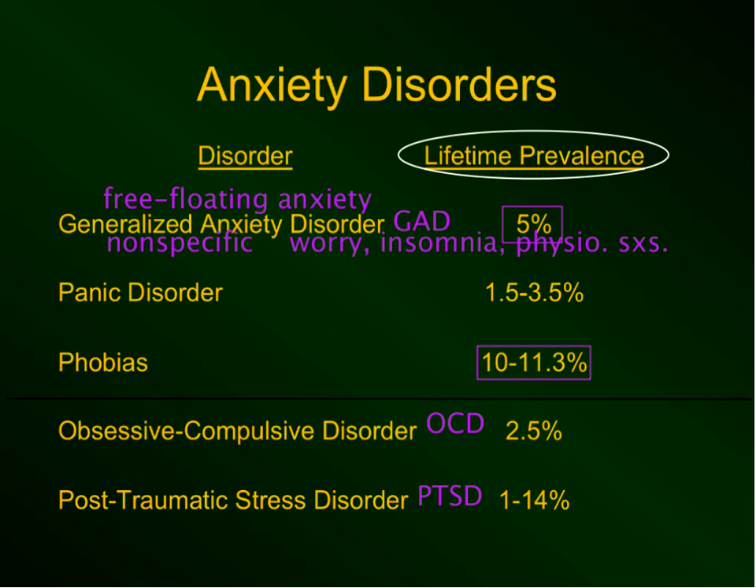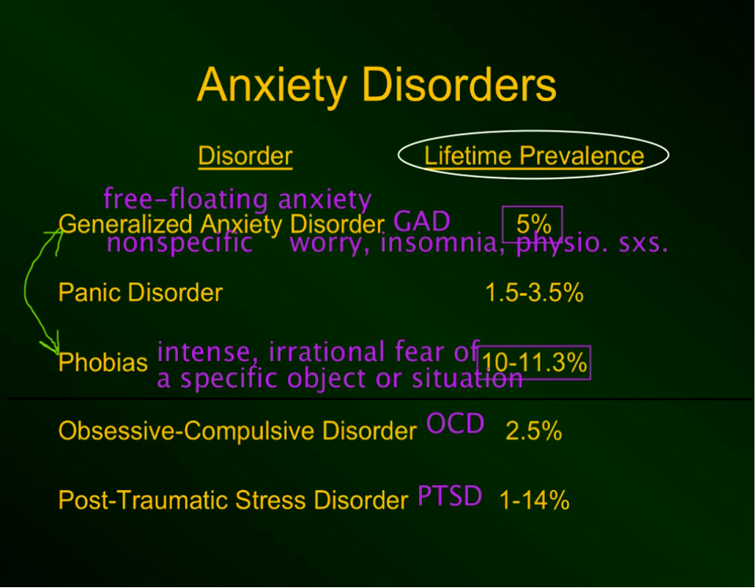So let's do that. Let's compare and contrast number 1 with number 3 here. GAD is non-specific worry that attaches itself to whatever might come to mind. I think about GAD as like worry Velcro, right? It sticks to whatever might come to mind. Phobias, in contrast, are an intense, irrational fear of a specific object or situation.